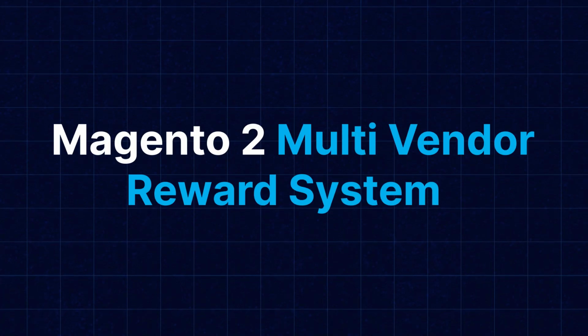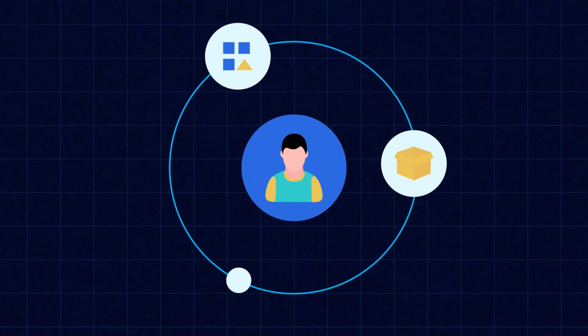Hey guys, I'm Satyam this side, and today we'll be going through the Magento 2 multi-vendor reward system extension. Using this extension, the marketplace vendors can easily provide reward points to their customers. The vendors can allocate customers reward points based on products, categories, or cart amounts.